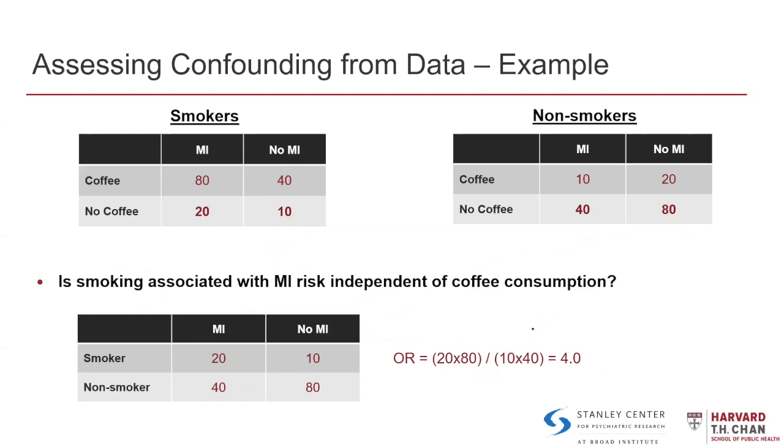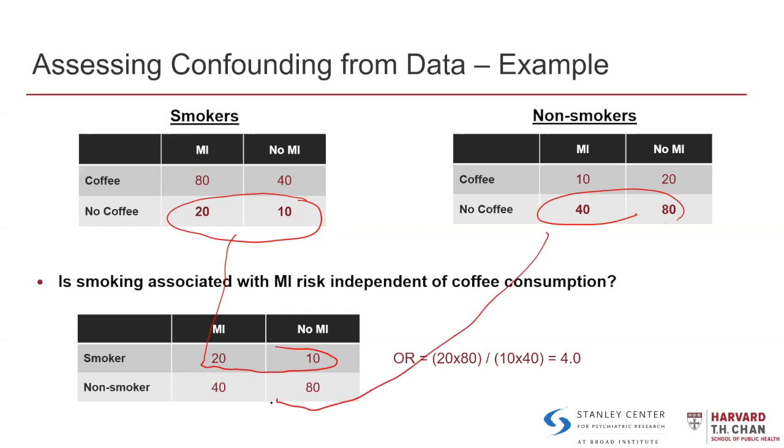So the next question is: is smoking associated with MI independent of coffee consumption? Here we're focusing among non-coffee drinkers. The cleanest way to look at it is in the non-exposed group. Remember, our exposure is coffee consumption. So if we focus on the non-coffee drinkers and take those numbers and put them here, we would get this 2x2 table.